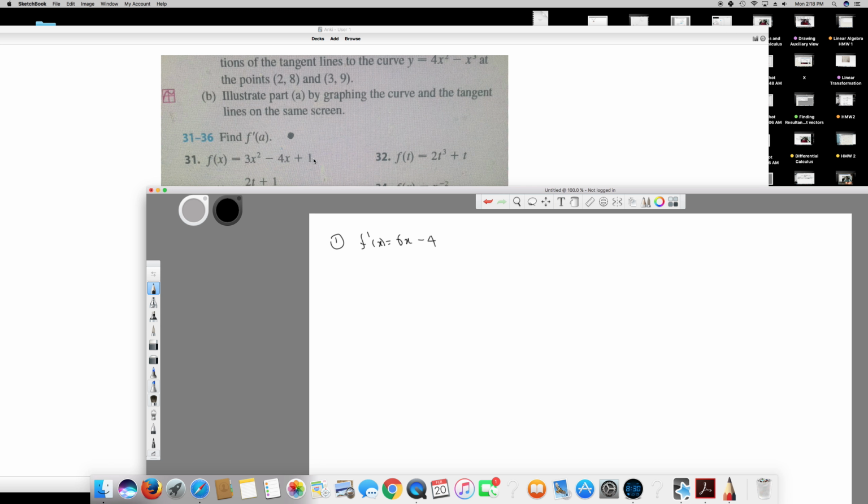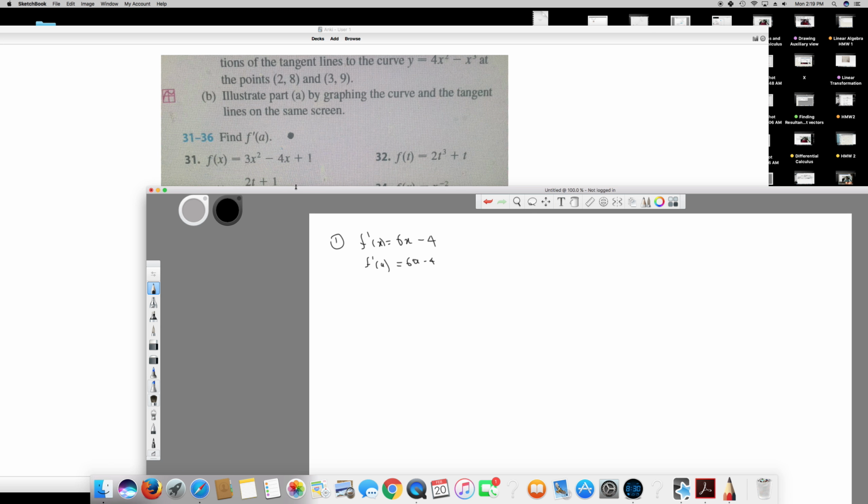And 1 we don't have to take it because 1 is like 1 times x to the power of 0, because if you don't have anything, it's just 1, right? So x to the power of 0 is 1, so 0 multiplied by 1 becomes 0. The derivative of a number is 0, so we don't have to write that. But the question is asking f prime in terms of a, so we have to write this one in terms of a. So f prime a is going to be, I am going to switch a with x, 6a minus 4.